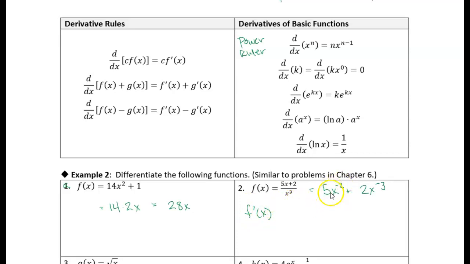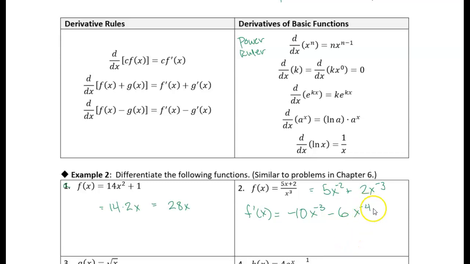All right, so we got 5 times the exponent, which is minus 2, so that makes it minus 10. And then we need to decrease the exponent by 1, which gives us minus 3. And then we're just going to add the derivative of this next thing. So I have 2 as a constant multiple, but then when I use the power rule on x to the minus 3, I'm going to get 2 times the minus 3, which gives me minus 6. And then I have to decrease the exponent by 1, so that becomes minus 4.